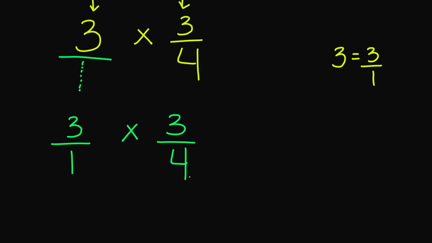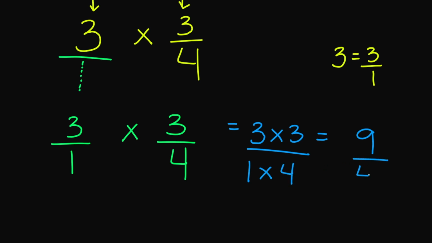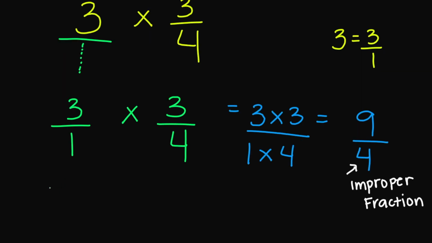Now I'm going to go ahead and multiply across. So we have 3 times 3. This is going to equal 9 over 1 times 4. This is going to equal 4. This is an example of an improper fraction. We're going to go ahead and simplify into a mixed number.